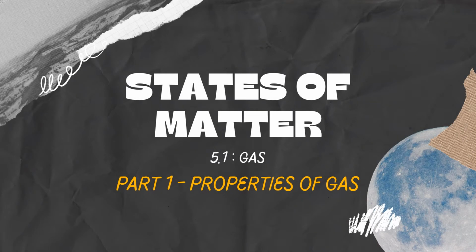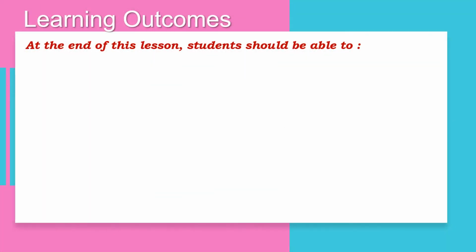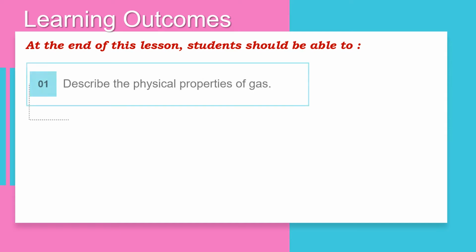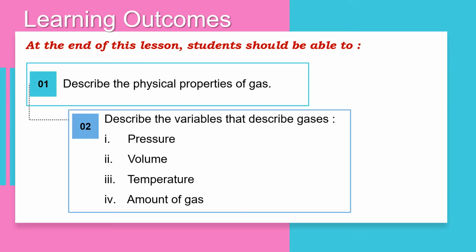In this video, we are going to discuss the properties of gas. At the end of this lesson, students should be able to describe the physical properties of gas. And then, students need to describe the variables that describe gases, which include pressure, volume, temperature, and amount of gas.